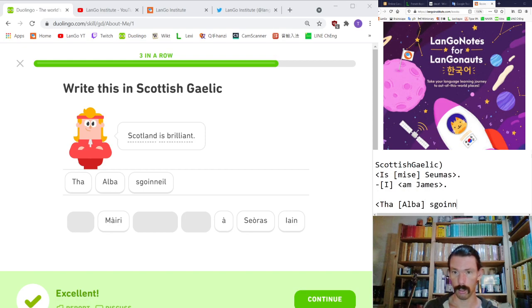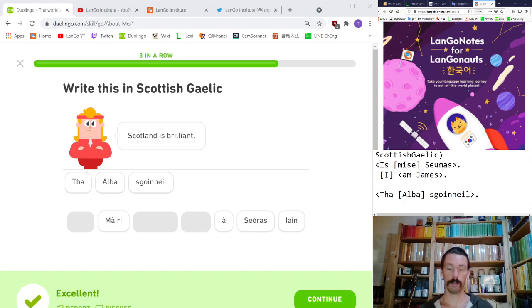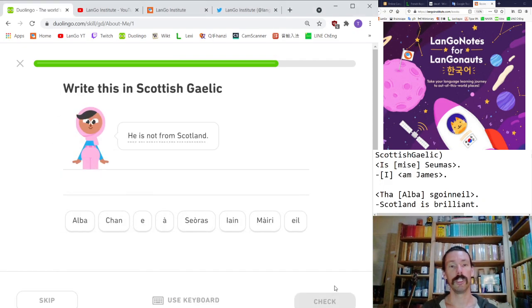Skonyl. Verb phrase over, period. So nice that both English brilliant and skonyl have a palatal doubled letter there in the middle. Brilliantly palatal. He is not from Scotland.